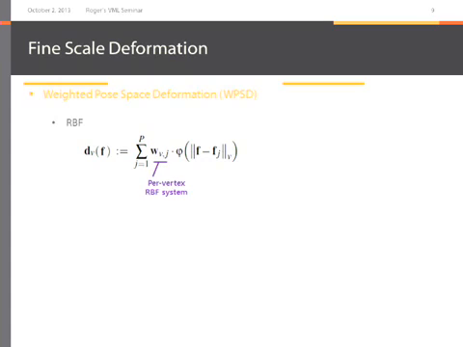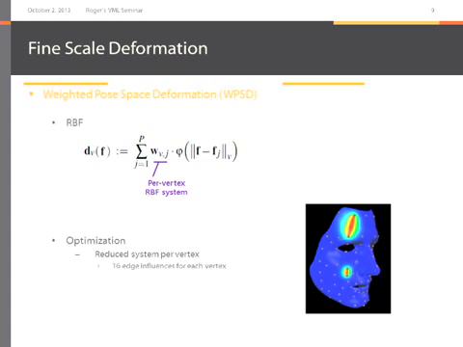So one way they can reduce this is that we can observe that the influence of a specific edge affects just a very small number of vertices. So we can just get the 16 edges that influence that vertex, and then just use these as the RBF system. So how do you select the 16 edges?